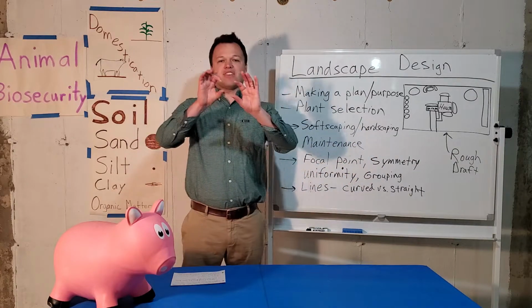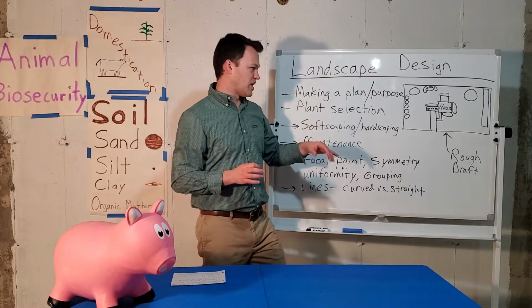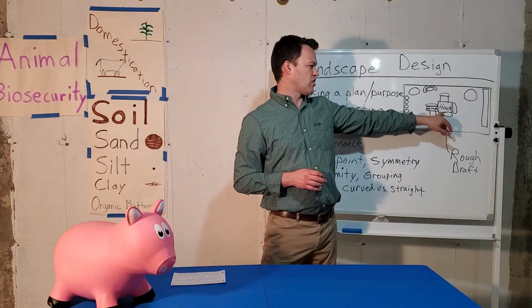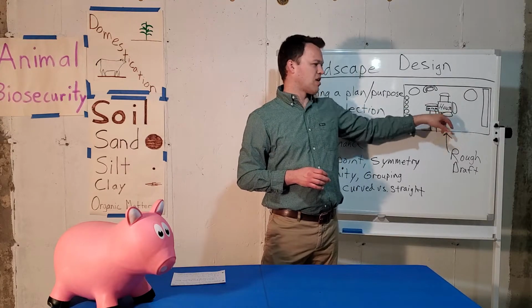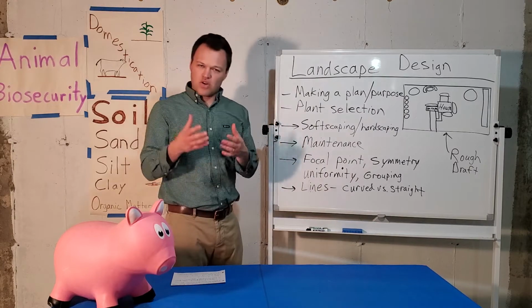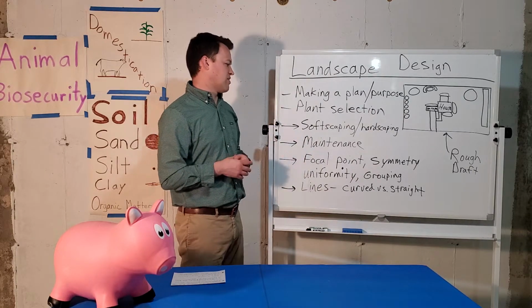Symmetry just means that we have the same things on both sides of one point. So an example here might be if you have a sidewalk that goes in the middle right to your front door, you're going to have the same plants that mirror on both sides of that. And that is naturally appealing to the human eye. It looks very organized. It looks very neat, like I said.